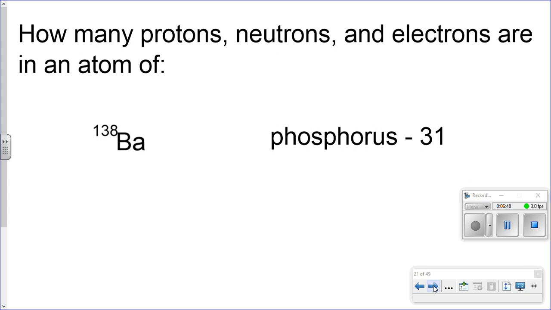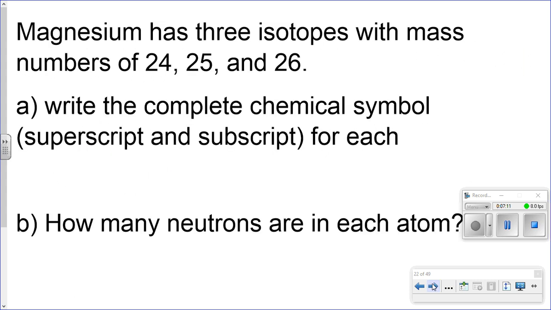Here are more examples. If you ever need to pause it, you can work with this. I have barium, that's Ba, and barium's atomic number is 56. So it has 56 protons, 56 electrons, and 138 minus 56 is 82 neutrons. And you can keep doing this. Phosphorus is another example.